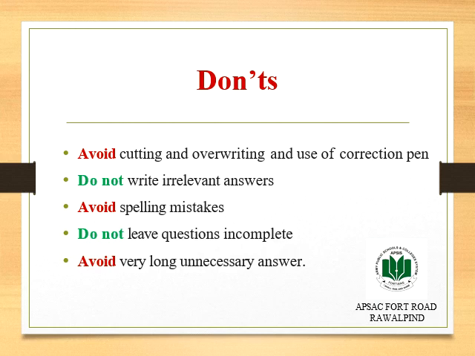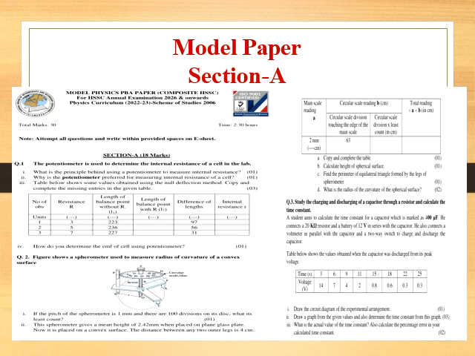Okay, these are the don'ts related to your PBA paper. So avoid cutting, overwriting, use of correction pen. You do not write irrelevant answer. Do not write very long answers. Always write the answer according to the question and avoid spelling mistakes. Do not write unnecessary long answers, and always write down the answers in the allocated space. So these are the do's and don'ts related to your PBA paper.